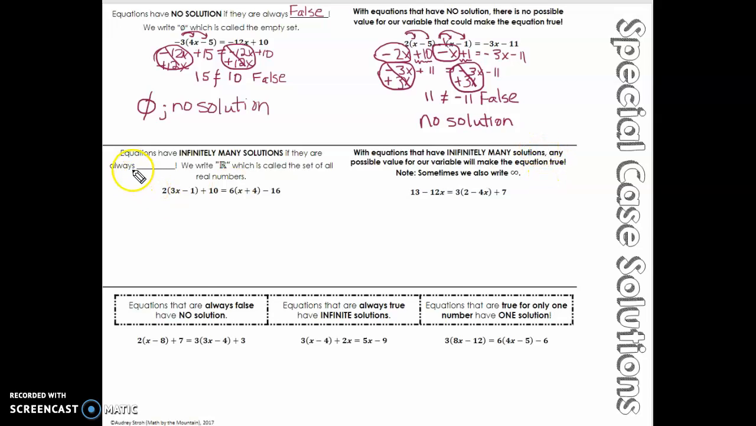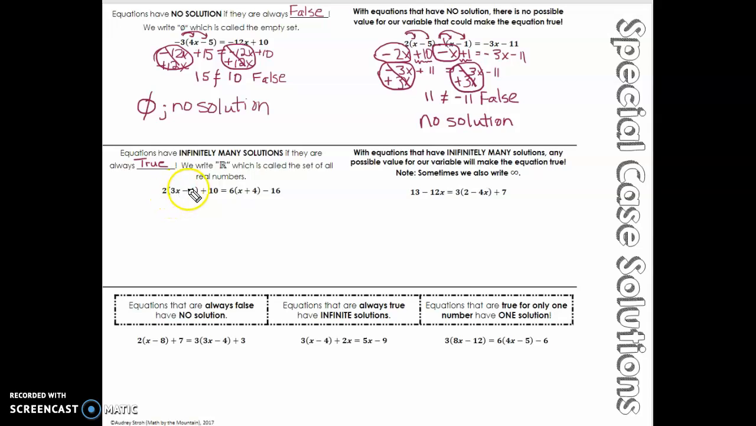Okay, then we have a special case where we have infinitely many solutions. Equations have infinitely many solutions if they are always true. We write this R symbol, which is called the set of all real numbers. Again, I have two sets of parentheses.